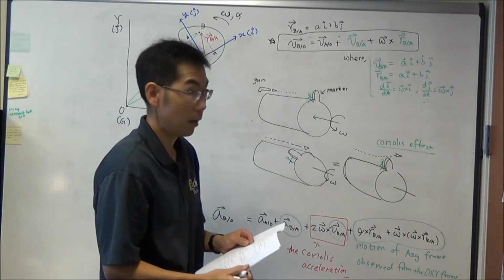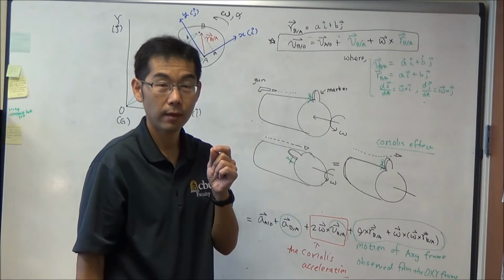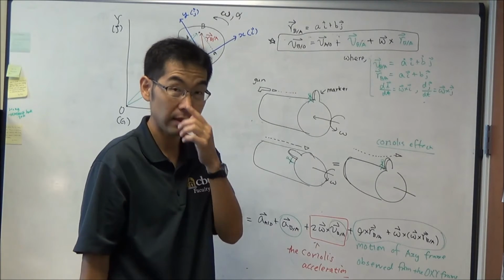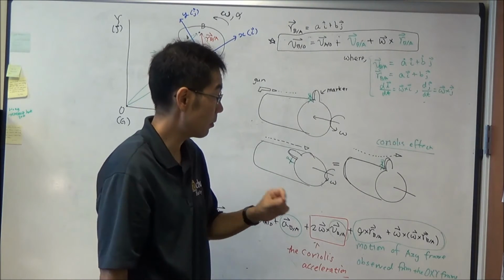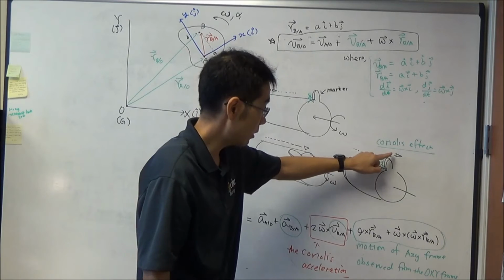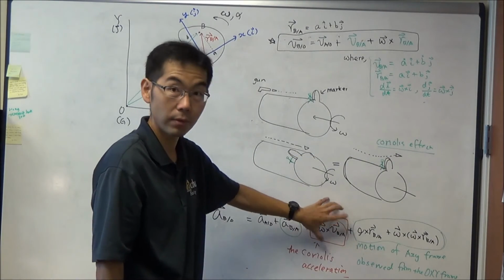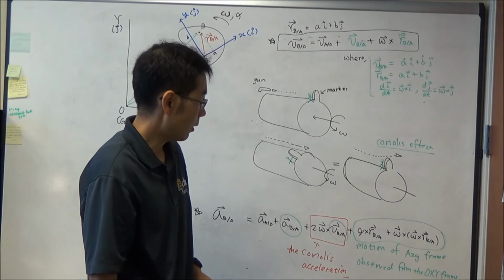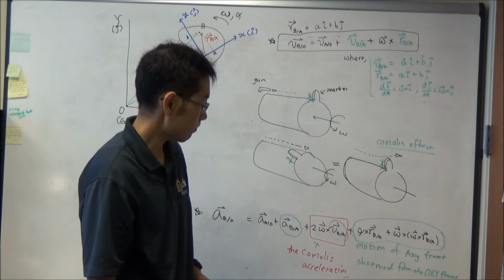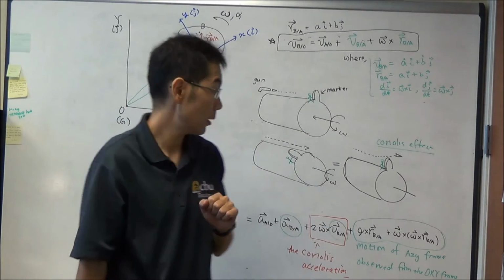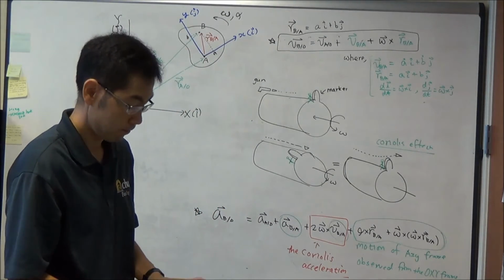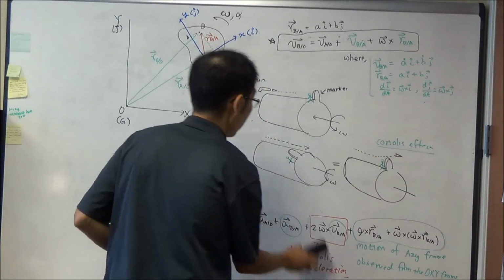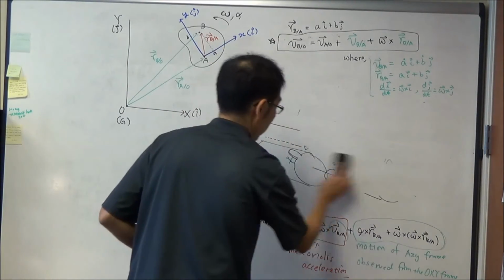And then the force term or acceleration term that explains those deviations is this Coriolis acceleration. So let me give you another example.